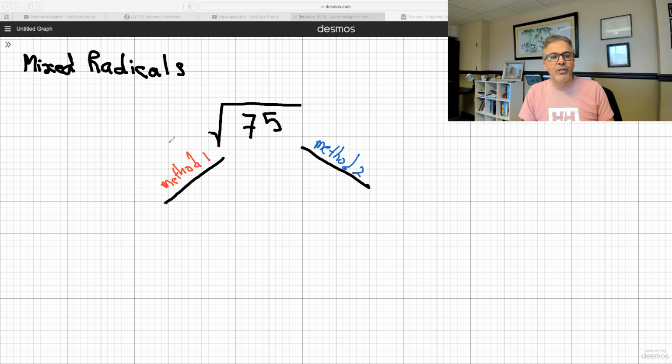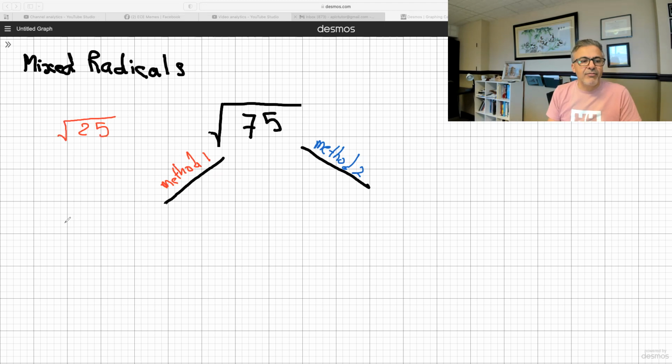I'm just going to show you two different methods to change an entire radical to a mixed radical. So the first method is basically you look for the perfect square that goes into the number you have under the square root. And here it is 25, that's the perfect square that goes into root 75. So you could change root 75 into root 25 times root 3.